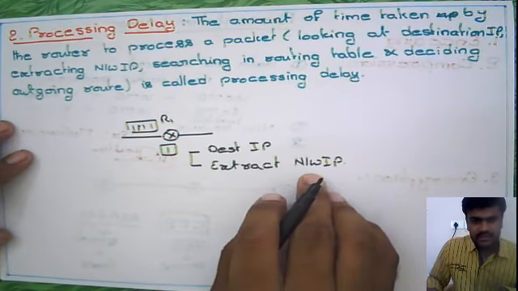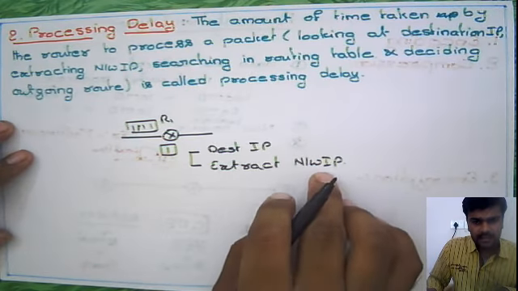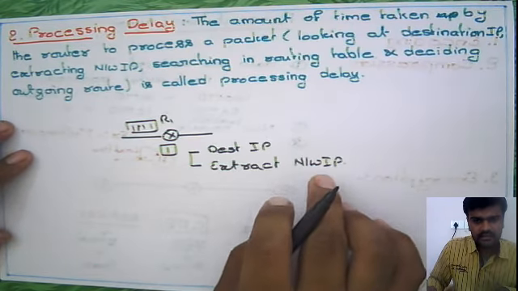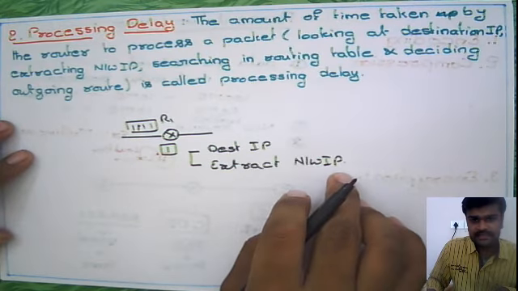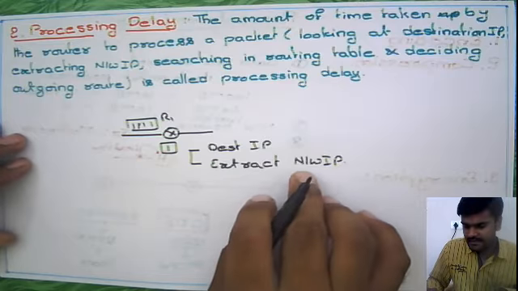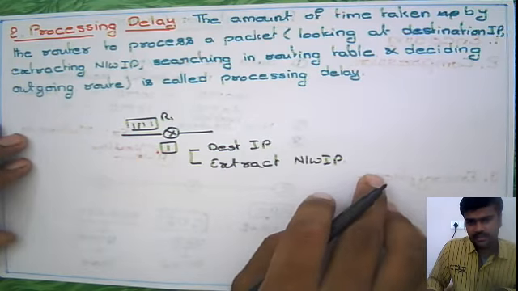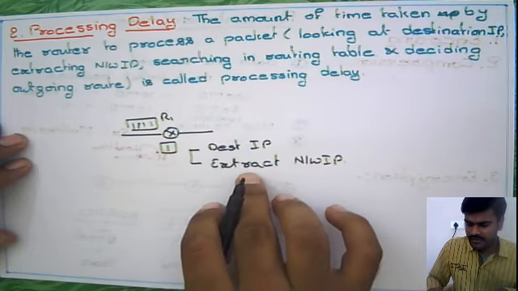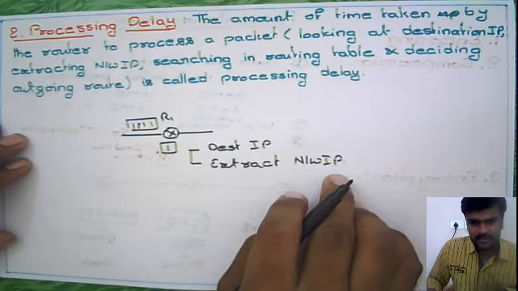What is the network IP and what is the network part? Simply, network part and host part. As we saw while discussing IPv4, we saw the network part and the host part. So it will have to extract the network part.